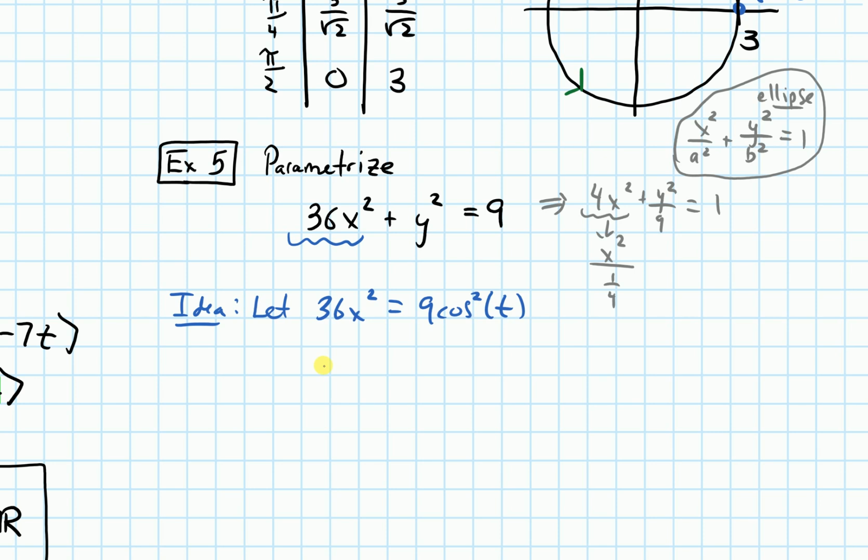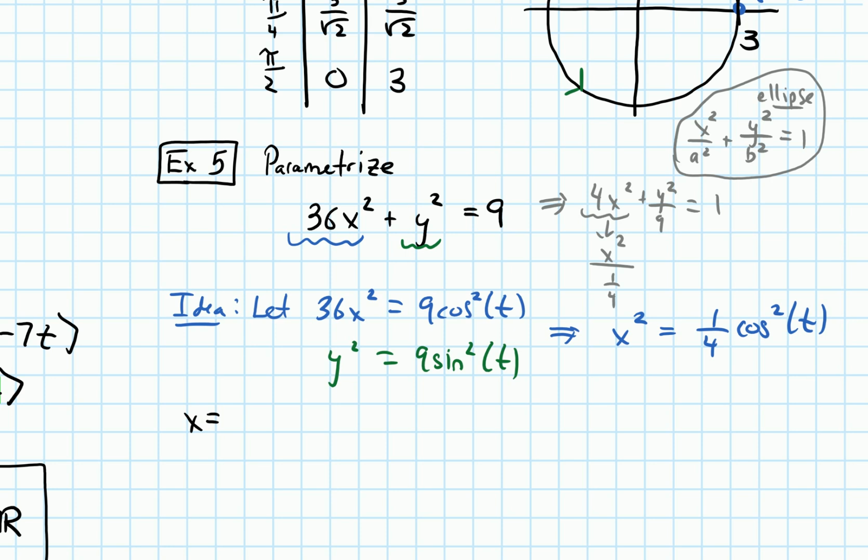And then if we let the y squared, let's put this in a different color actually, if we let the y squared be 9 times sine squared t, because we already know that 9 times cosine squared of t plus 9 times sine squared of t equals 9. Okay, so in this first equation, if we isolate for x squared, dividing by 36, we'll get x squared equals 1/4 cosine squared t. And now we could square root both of these equations.